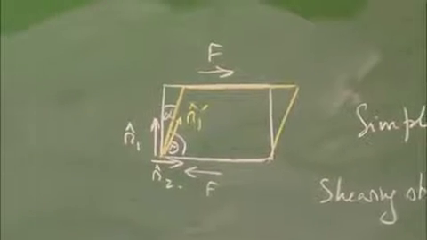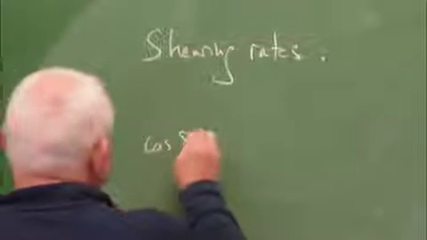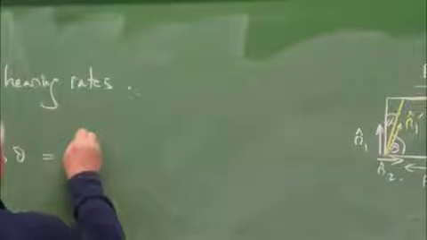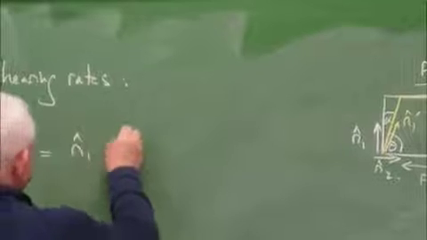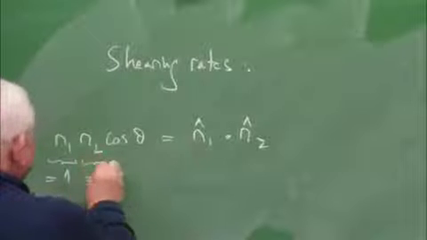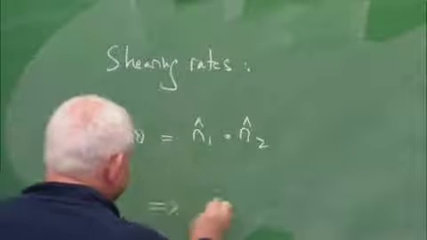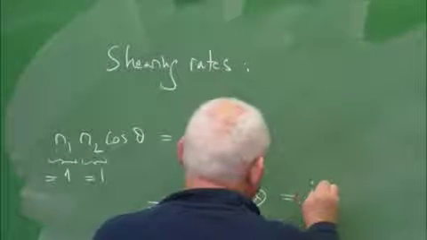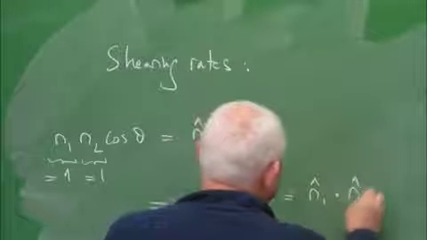And what I'm going to do now is write the angle theta in terms of the dot product of the vectors, and use the fact that the magnitude of the vector n1 is 1, n2 is equal to 1, and so it gives me a formula for theta. Cos theta is then n1 hat dotted with n2 hat.